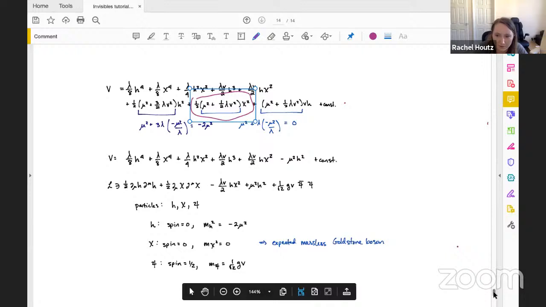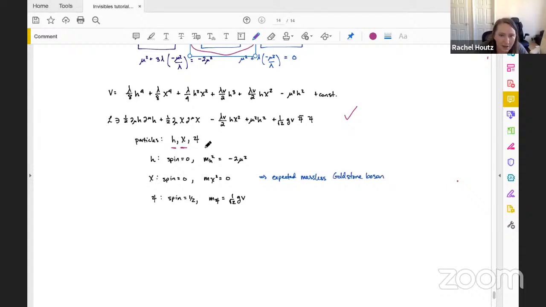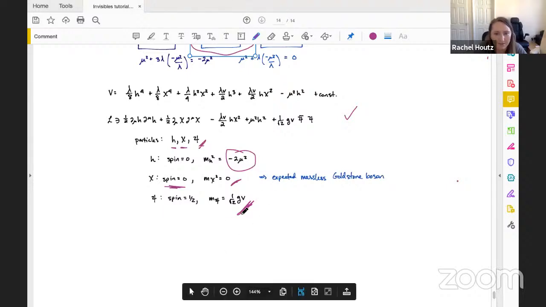And so in the end, we have this Lagrangian here, and the 3 particles are the h, the chi, and the psi. The h is a real scalar field, and it has a mass. The mass squared is -2 mu squared, where mu squared is a positive number. Then we find another scalar field, chi, which is massless. So this is the expected massless Goldstone boson. And then again, very nicely, we've now managed to create a mass term for the fermion. So we have a massive Dirac fermion, where the mass term is given by this.